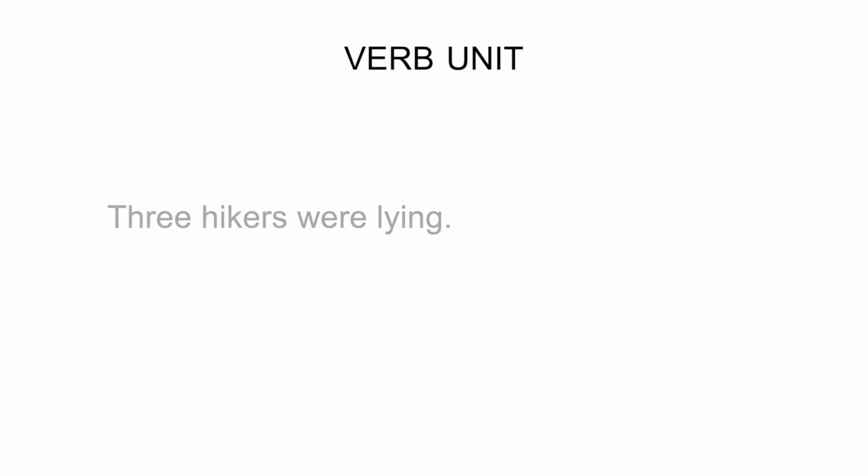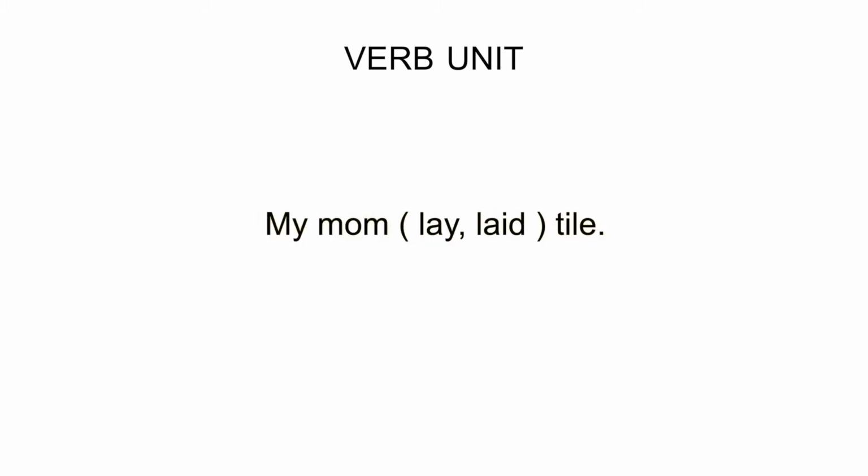Let's look at another example. My mom lay or laid tile. What's the subject? Mom. What is the object mom is placing? Tile. In this sentence, we use laid. Where's your proof? What's the direct object? The direct object is tile. Using this simple process, students can think on their feet instantly to determine correct usage in their own speaking and writing. May I repeat that idea?